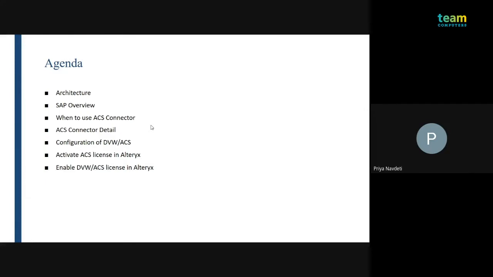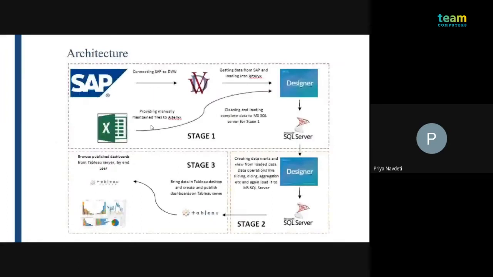So first, this is the architecture, where it will stand. As you can see, this is my SAP system. It can be anything. We will go through the SAP systems later. So here my SAP will stand, then basically the DVW connector or ACS connector. This is my whole stage one. Then it will connect to the Alteryx Designer tool, and here we are pushing the data directly to the SQL server, and then stage 2.